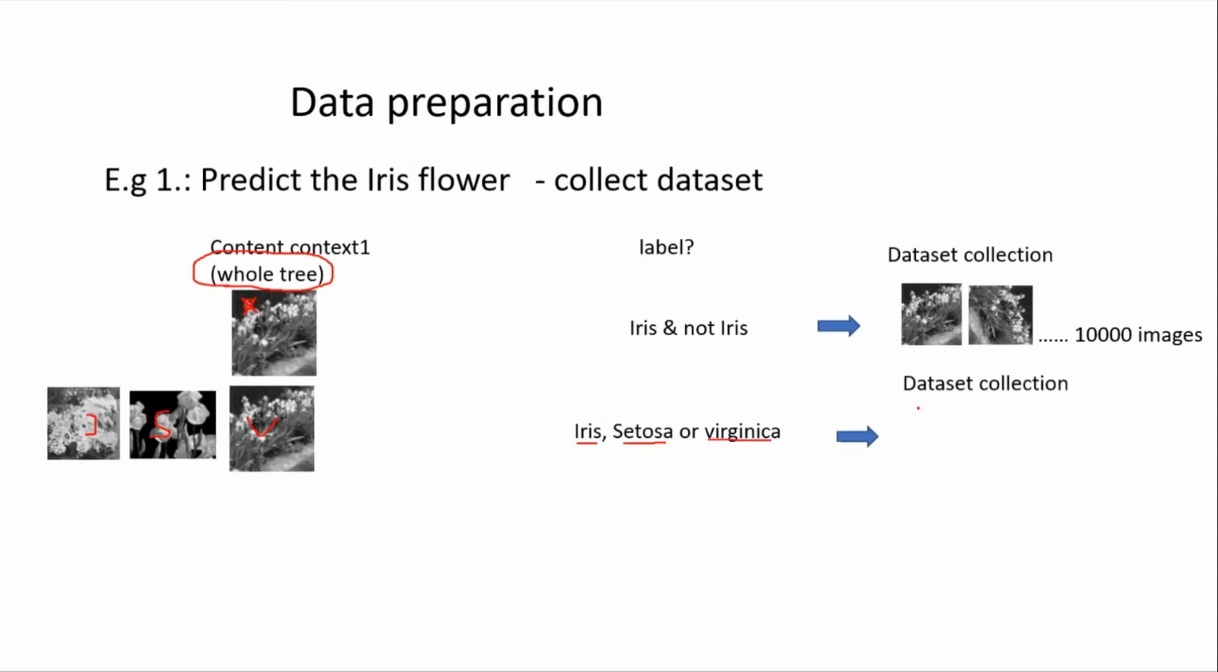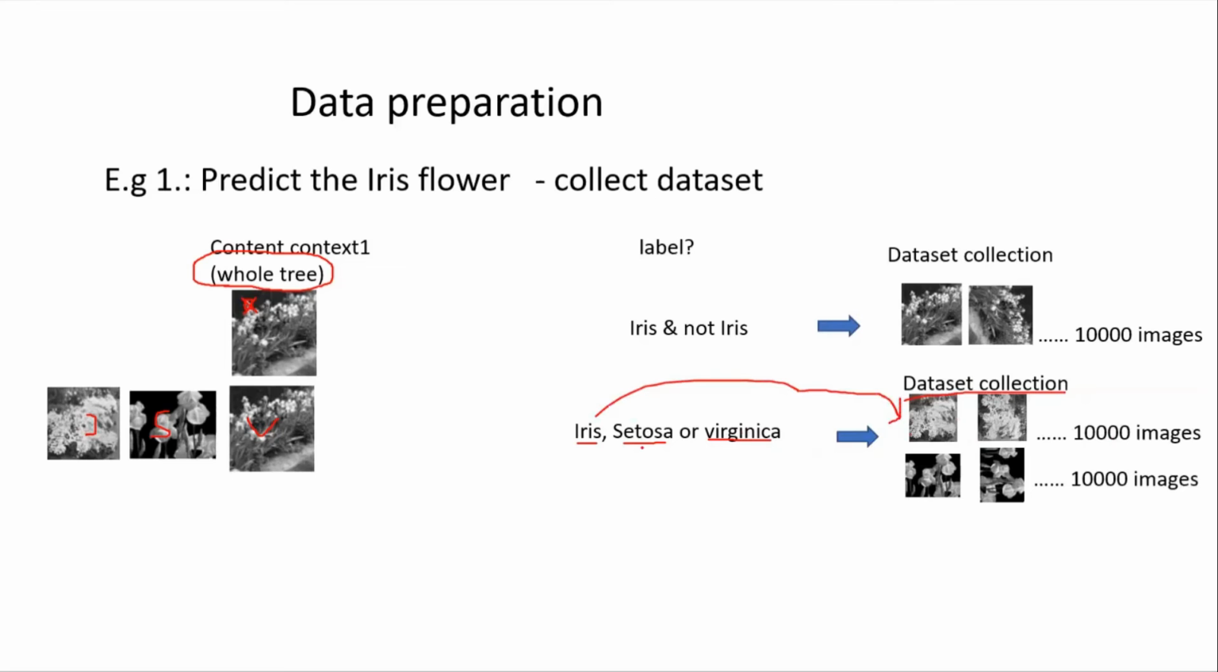So basically, the dataset collection of these 3 classes is the same as earlier. We got the first class, we got the second class, and you got the third class, third category, which is Virginia. So this is setosa, this is iris. And you see all the 3.